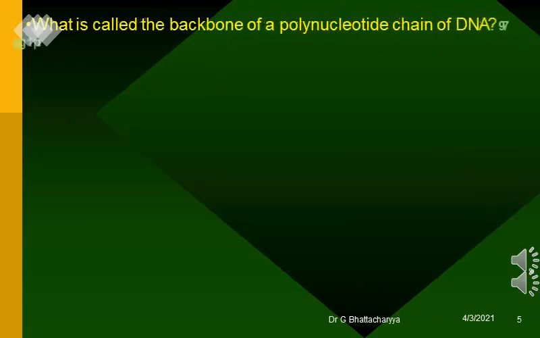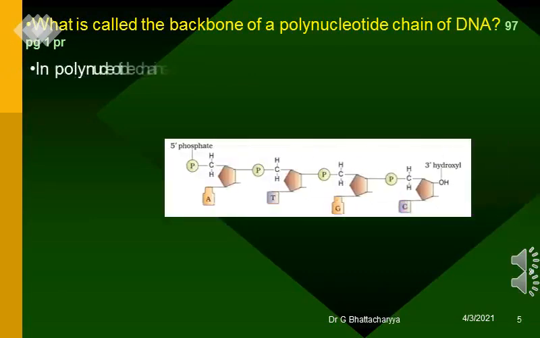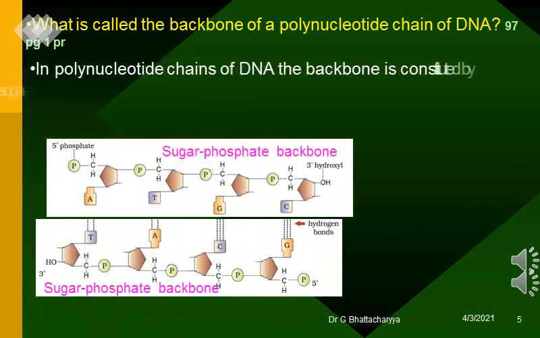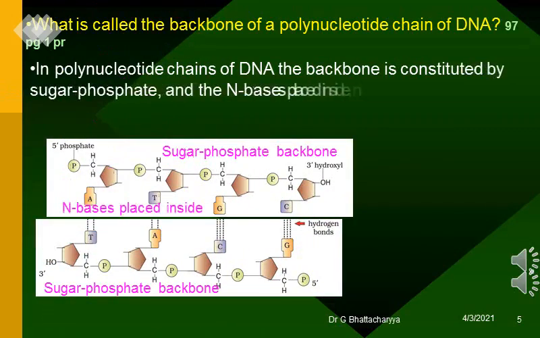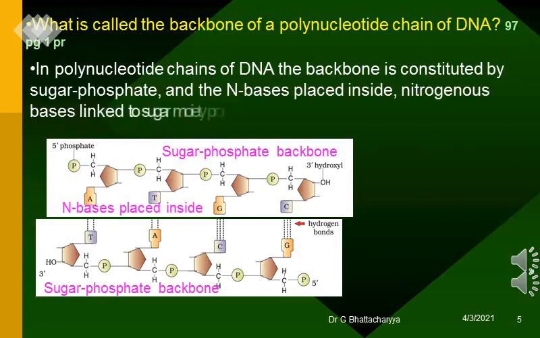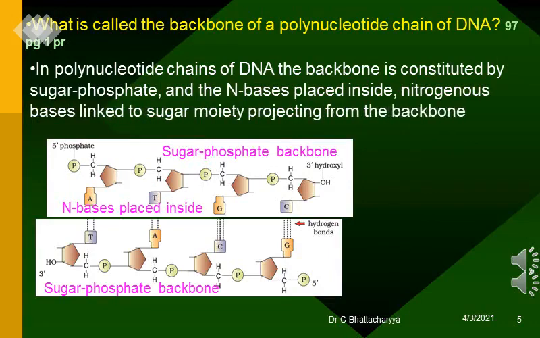What is called the backbone of a polynucleotide chain of DNA? In polynucleotide chains of DNA the backbone is constituted by sugar and phosphate, with the nitrogenous bases placed inside, and the nitrogenous bases are linked to the sugar moiety projecting from the backbone.